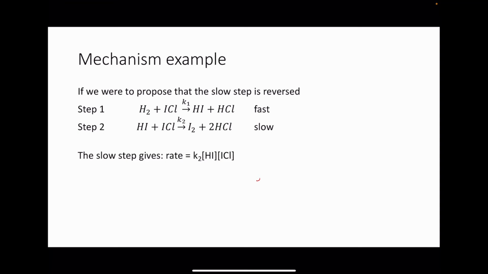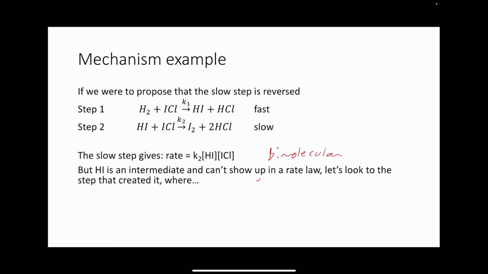So if we were to propose that the second step was the slow step, we would write the rate law because that's an elementary reaction. We know it's first order in HI and first order in ICl, overall bimolecular, right? So that's what our bimolecular process is. Nice thing about elementary reactions. But we know that we've got HI as an intermediate. An intermediate can't show up in our rate law.